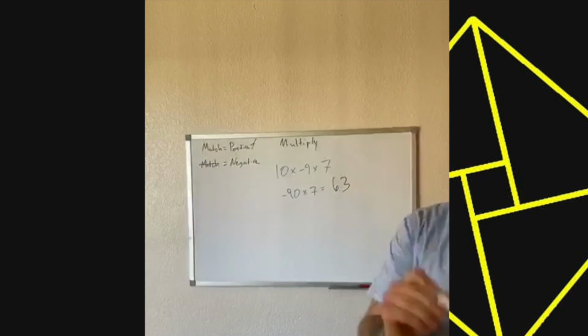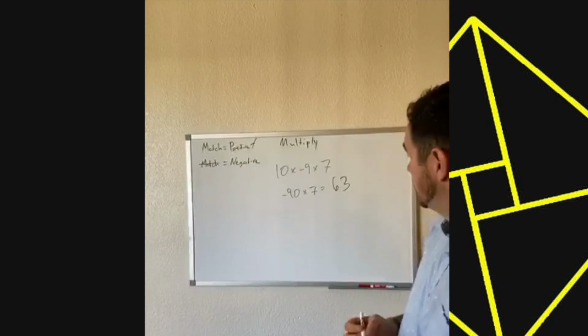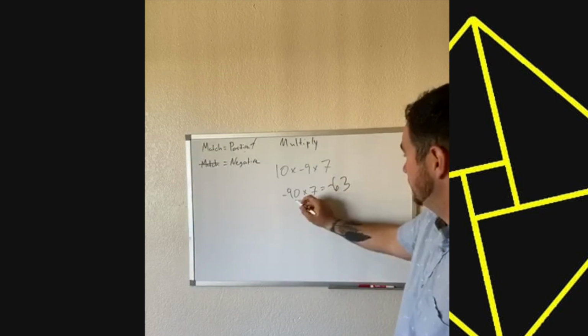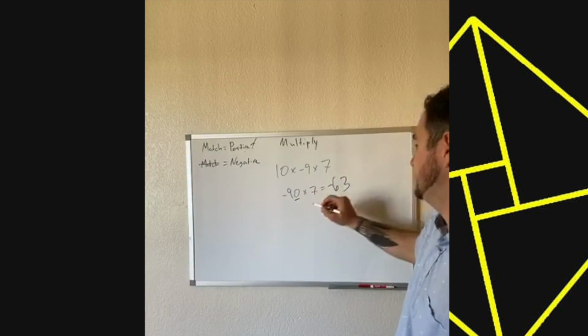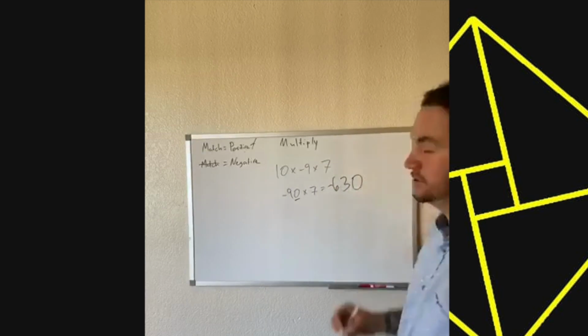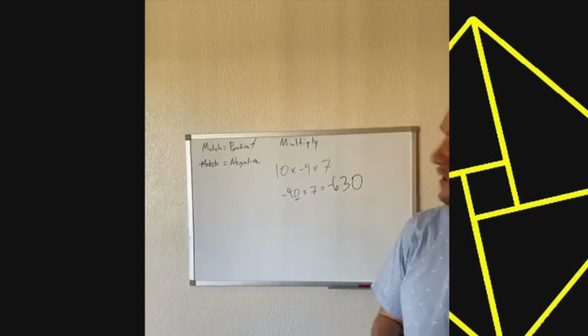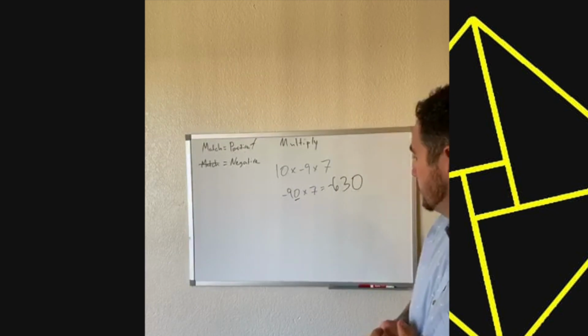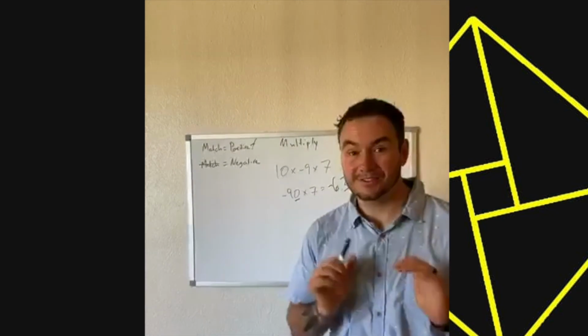Question for you, positive or negative? I hope you guys are saying it's negative. And don't forget, since it's 90 instead of just 9, it's going to be negative 630. Alright? Negative 630. Good work. I was a little bit fast.